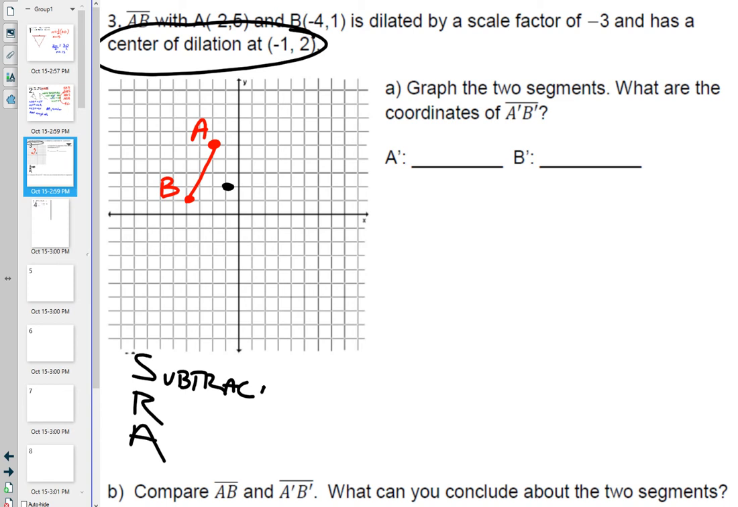Subtract, rule, and then add. Every time, for the adding and subtracting, you're doing that with the center of dilation. When you do the rule, that's the actual transformation that you're doing.